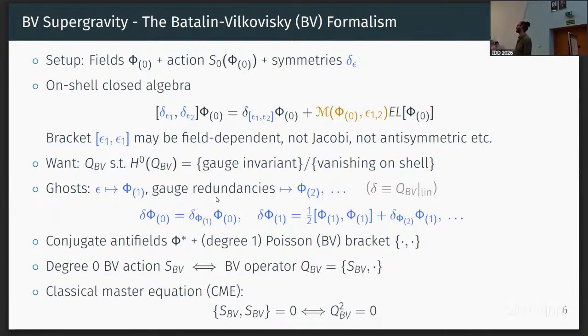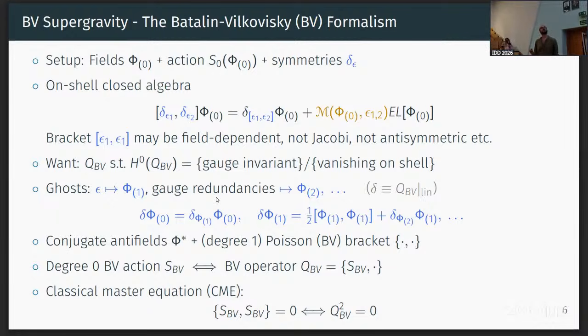And then you have the following idea. Instead of talking about this BV operator, you can assume that it is generated by some kind of Hamiltonian flow. And you have a degree 0 BV action. And then the fact that this operator squares to 0 is equivalent to the so-called classical master equation, where this BV action Poisson commutes with itself. And then the meat of the formalism is finding a way to write down this BV action such that it encodes all of this input data and satisfies this classical master equation.